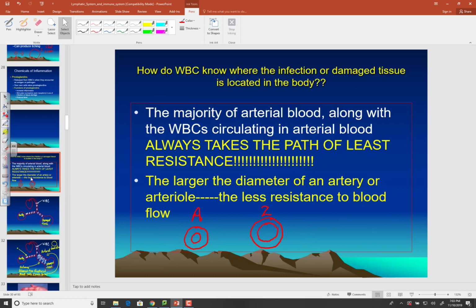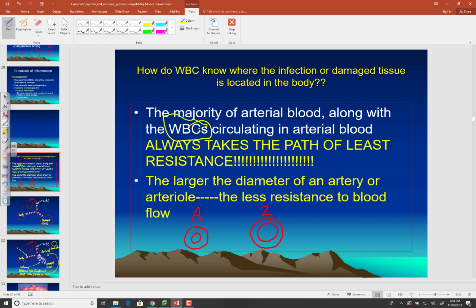Now look, what did I tell you? How do white blood cells know where the infection or damaged tissue is located in the body? The answer is they really don't. But what they do is they take advantage of physics. And where are white blood cells? Okay, hold up. I'm going to hope right now that you said in the blood. That's why they're called white blood cells, right? White blood cells kill bad stuff. You got to get more white blood cells to that area because somebody socked you in the nose. That's those white blood cells circulating in that arterial blood.